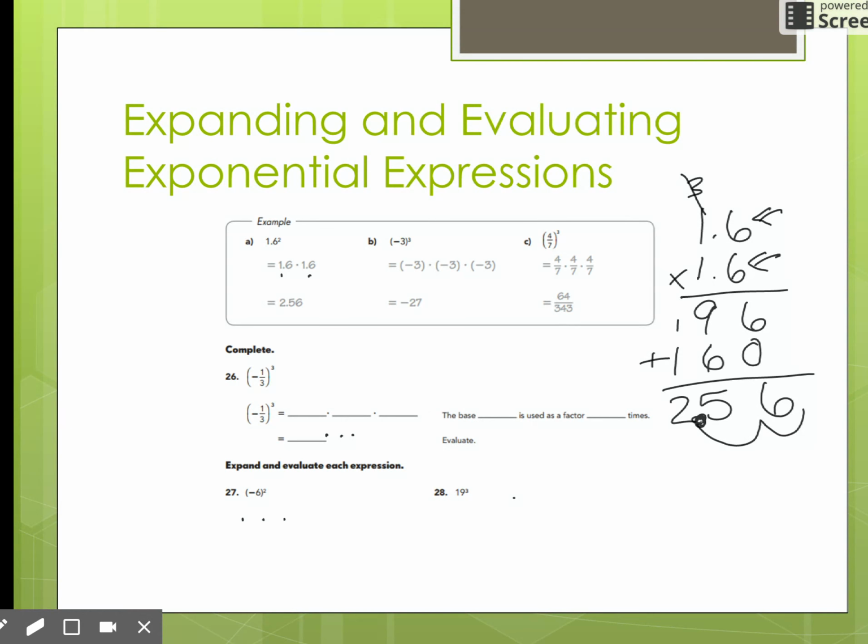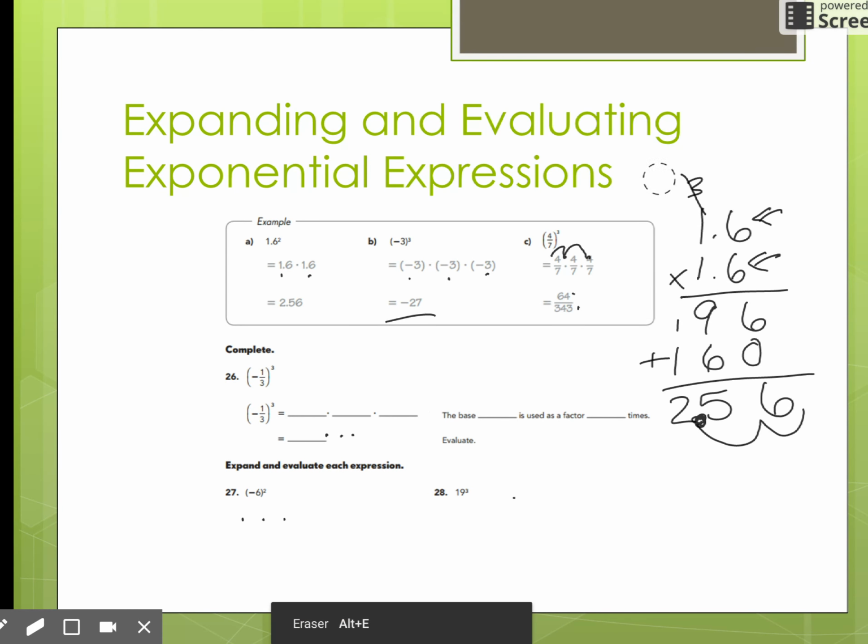Again, letter B here, -3 to the 3rd power. I multiply it 1, 2, 3 times, and I would get a -27. Not negative, but 4/7 to the 3rd power is 4/7 times itself 3 times. 4 times 4 is 16. 16 times 4 is 64, which is where my numerator comes from. 7 times 7 is 49. 49 times 7 is 343, where my denominator comes from.